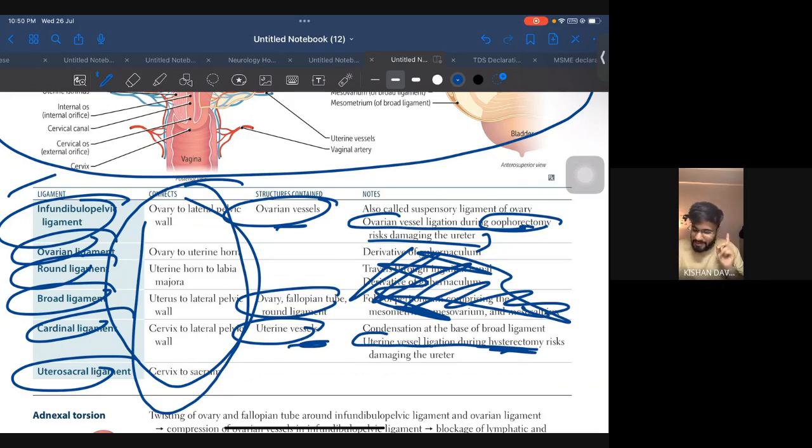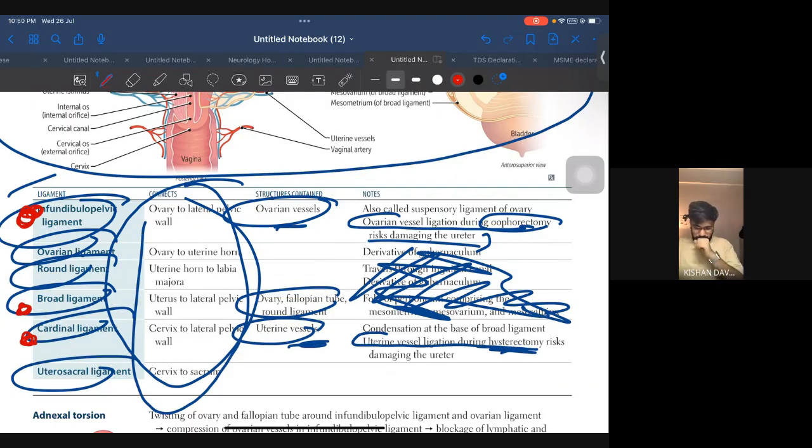Okay, in this also, if you want to go as per the high yield stuff, in high yield stuff, infundibulopelvic is high yield, cardinal is high yield, broad is high yield. That's it. These three are very high yield.